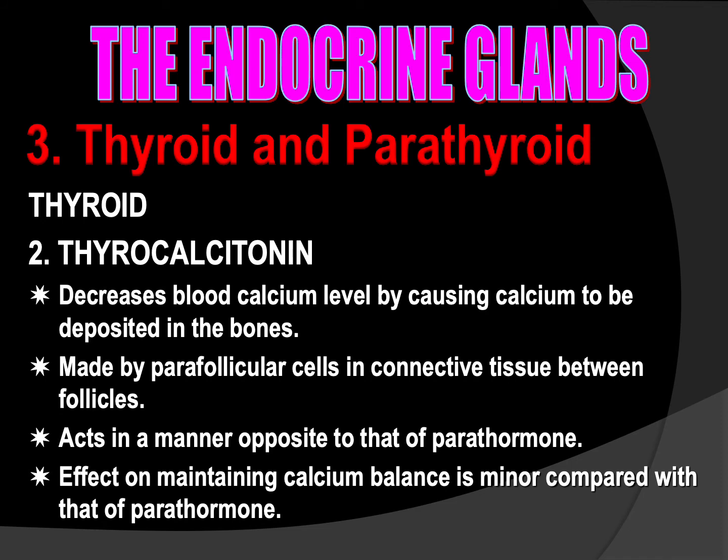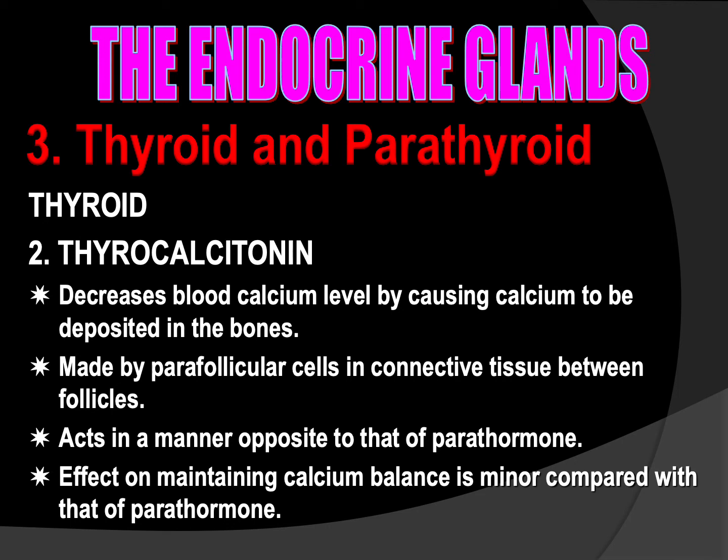The other hormone of the thyroid gland is thyrocalcitonin, which has a very different function from that of T4 and T3. Ang thyrocalcitonin nagdi-decrease ng blood calcium. How does the thyrocalcitonin do that? They cause calcium to be deposited in the bones. It's made by the parafollicular cells in connective tissues between the follicles.